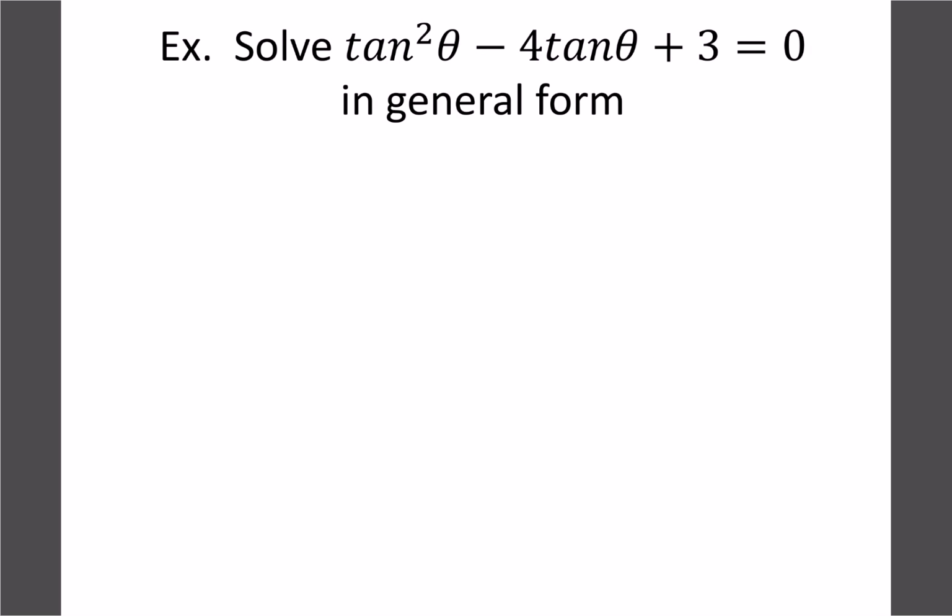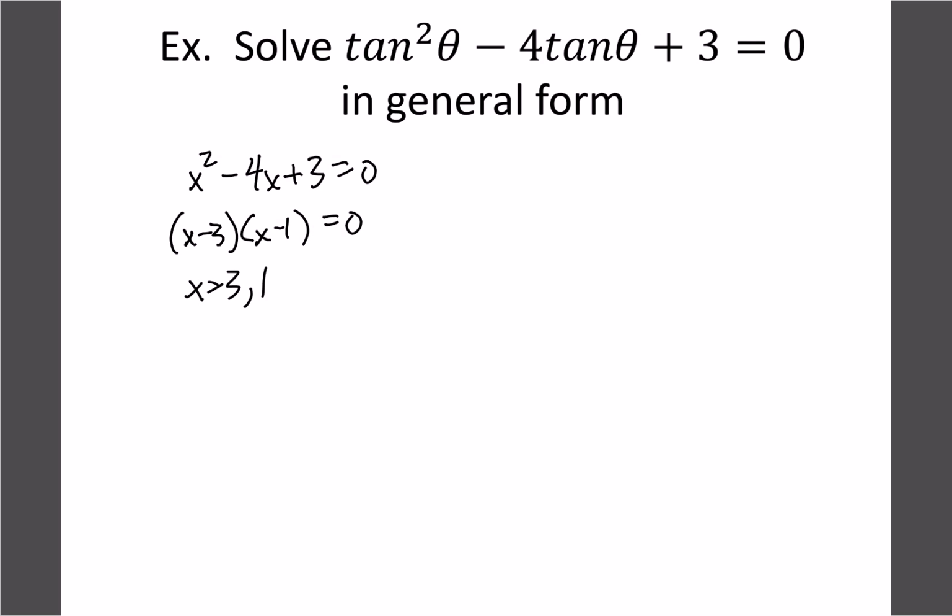Okay, let's do one more. So here's another tan squared, but we have a problem. We got a tan squared and a tan. So what we've got to do is treat this question as if it was a quadratic. So we'd have x squared minus 4x plus 3. You can see that's just a regular quadratic. So we would solve this by factoring. We'd go x minus 3 and x minus 1. And we'd say our solutions are x equals 3 and x equals 1, just like we would normally do.